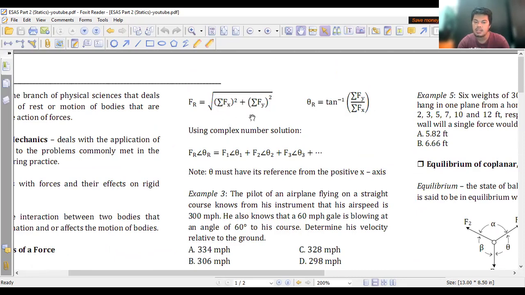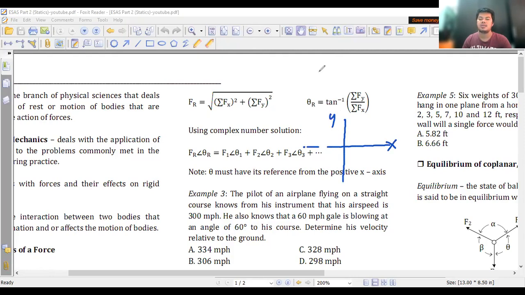And then add it with the summation of the y components. And of course you have to take note of the sign. So for example, like this one, assuming that we have an x-axis and then a y-axis.